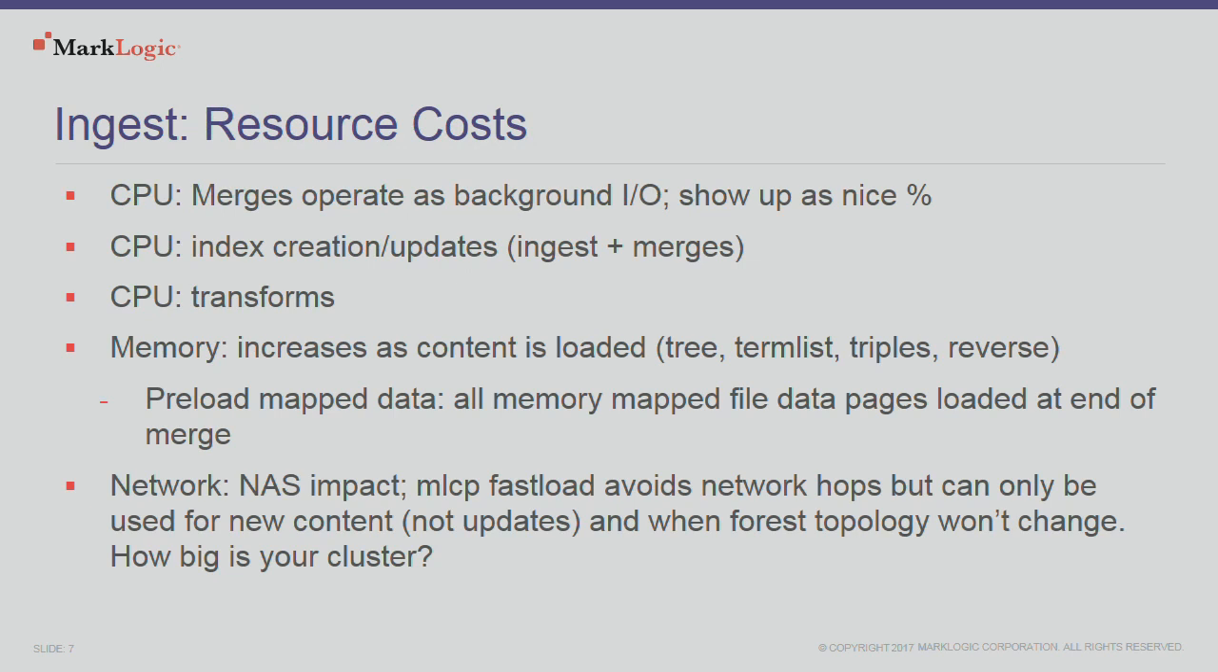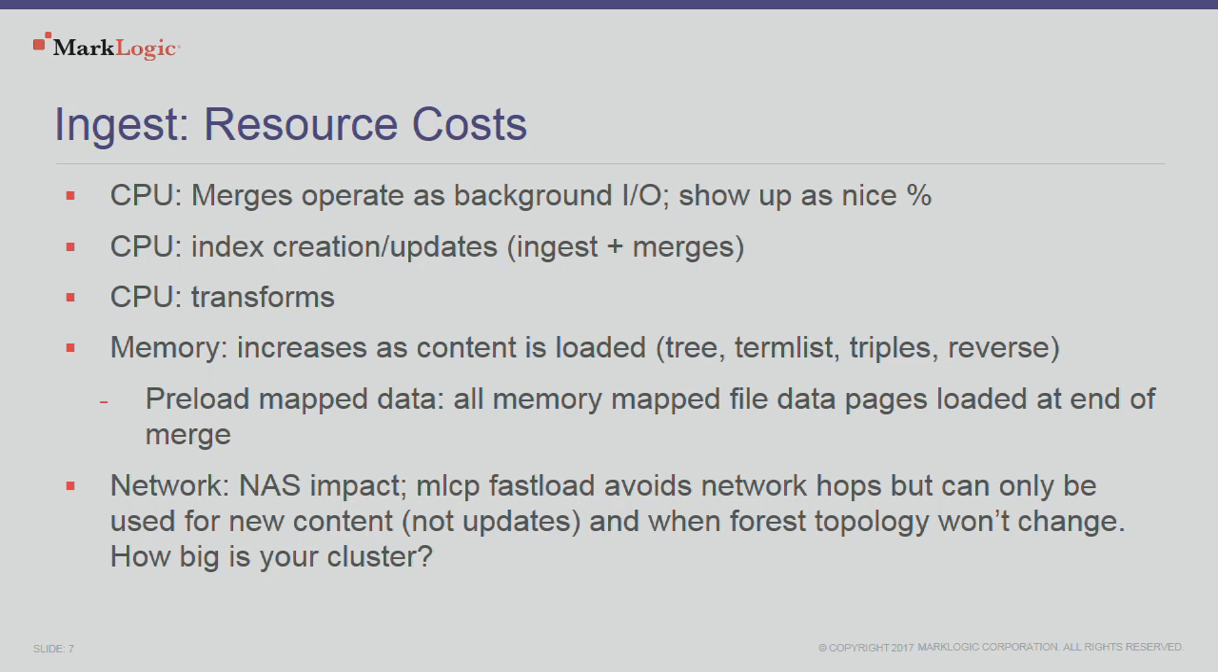So what are your resource costs? When you're writing your code and you write xdmp:document-insert, what are you actually doing here? So you're going to have your merges. They'll show up as background I/O. So on Linux, they'll show up as nice, your nice percentage. You're going to have CPU costs because you're indexing the content as you're inserting it. So you are going through the process of creating those indexes. You also have merges going on. Those will use CPU too, but they'll be background I/O. If you're doing transformations, you might have some fairly complex transformations that you're doing as you ingest the content that will use CPU. And you have memory, and we'll talk a little bit about the caches later, but you're going to be loading data into these caches.